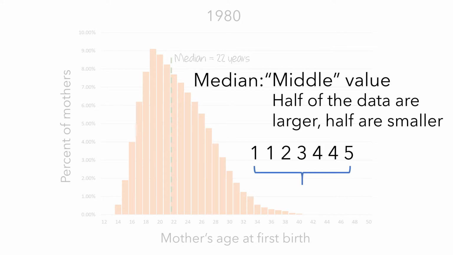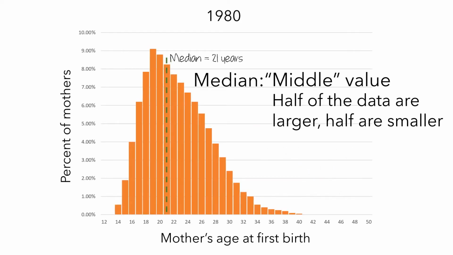Then find the largest and smallest values. Then the next largest and smallest, and continue until you find the value in the middle, and this value is the median. If you had an even number of values, then you would repeat this process and the median would be halfway between the two remaining values. So in the case of the mothers' ages, this means that half of the mothers were less than 21 years old when they had their first child, and half were older than 21 years old.